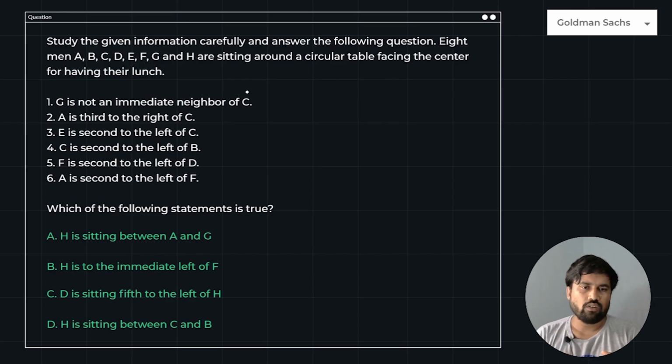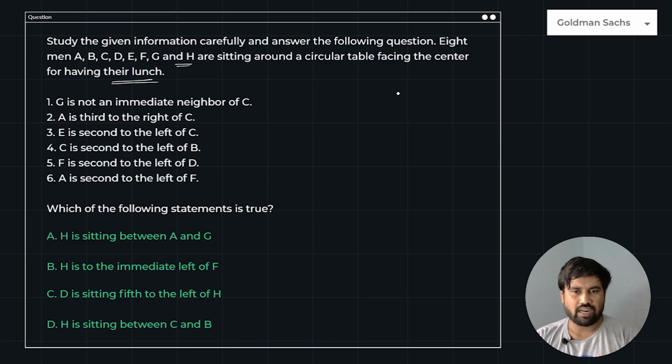Try to pause the video and try to solve it on your own first, and then we will look into the explanation part. Yes, just look into the explanation now guys. Study the given information carefully and answer the following questions. Eight men, A, B, C, D, E, F, G, H, so 8 people, are sitting around a circular table facing the center and having their lunch.